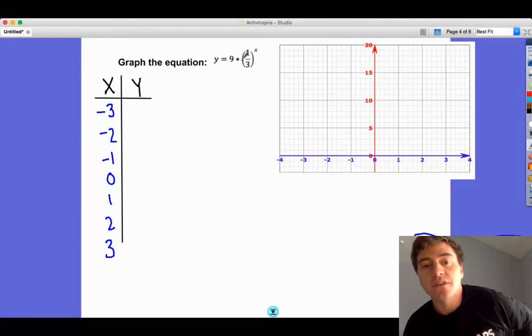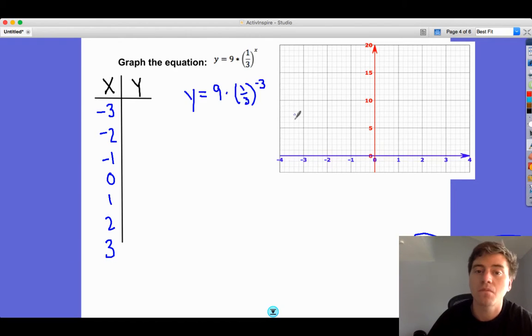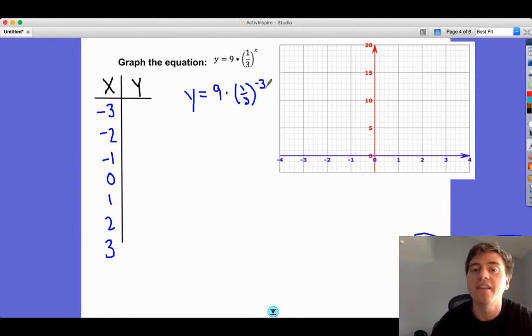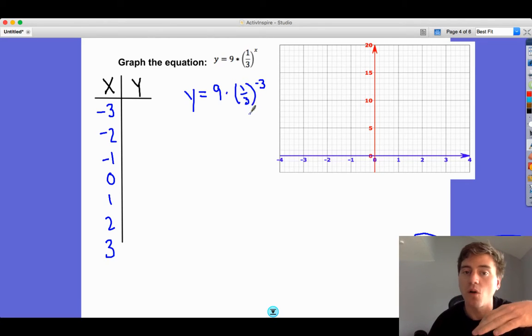So y equals 9 times 1/3 to the negative 3. All I did was replace this x with negative 3. That's my first input. So 1/3 to the negative 3. We know with a negative exponent, that's going to be the reciprocal of this. What's that mean? That means we're going to take it and flip it over. So instead of being 1/3, we'll flip that over. It'll be 3 over 1. It'll just be 3. So 3 to the third.